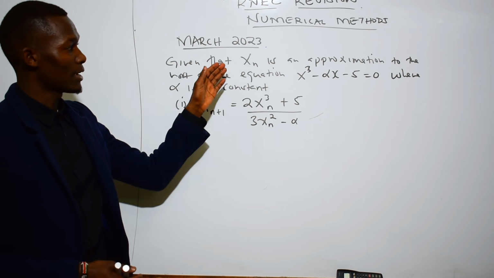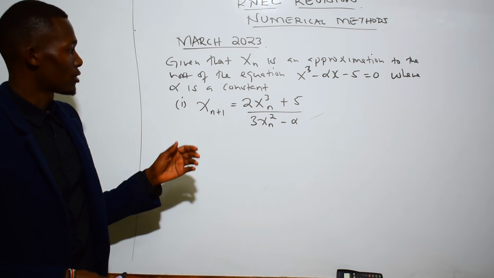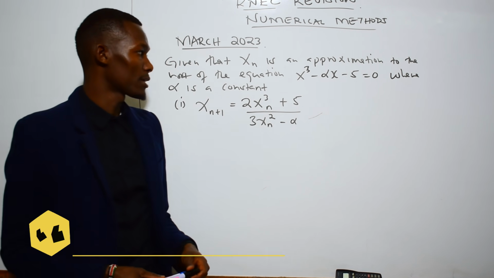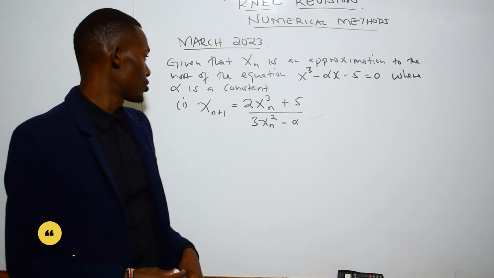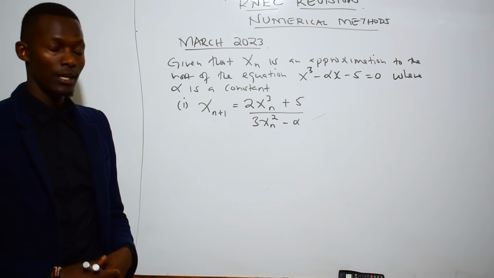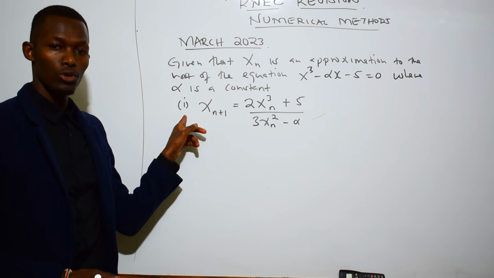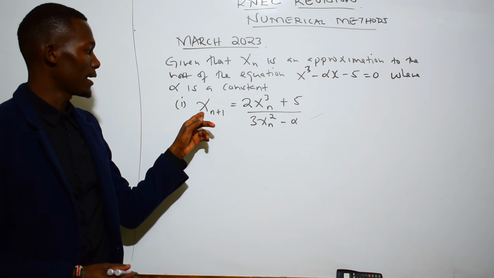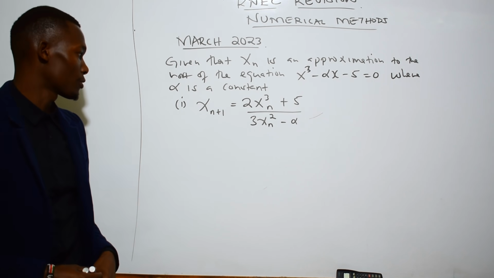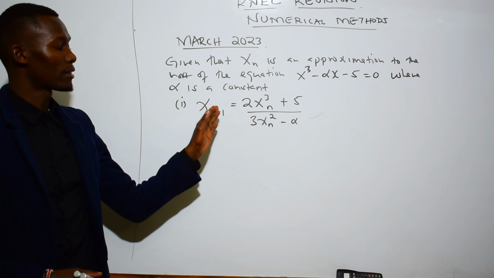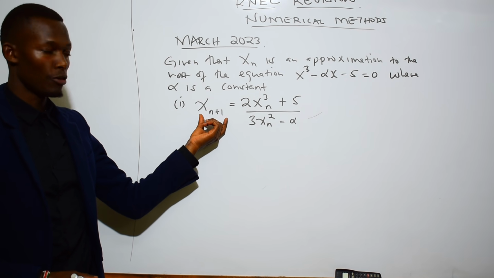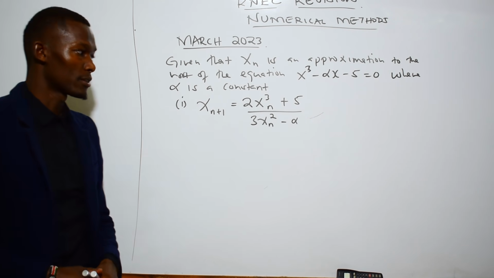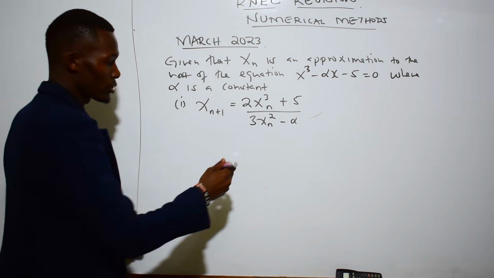Now, given that xn is an approximation to the root of the equation x cubed minus alpha x minus 5 equals 0, where alpha is a constant, we're supposed to show, the first question was asking that we show that x with the subscript n plus 1, the better approximation for the next term of x, is given by this value.